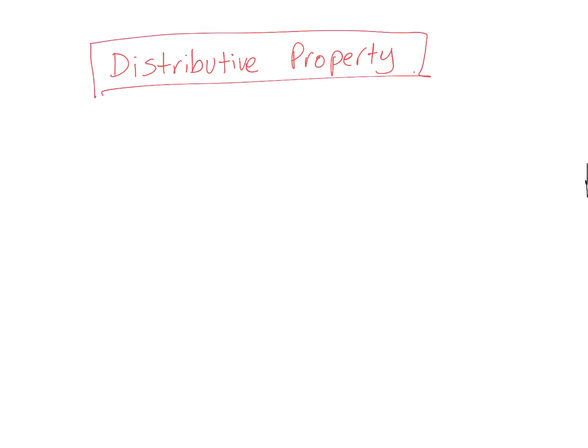So in this video, we'll learn how to use the distributive property. A distributive property looks more or less like this. You'll have maybe a number and a parentheses and maybe an algebraic expression. There are various ways to solve this. I'll show you two methods.